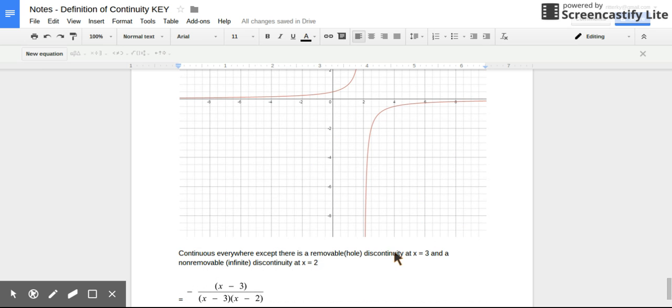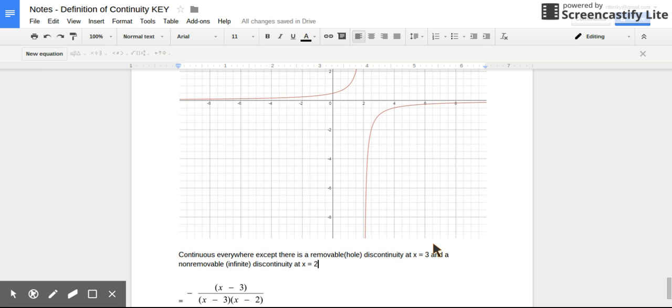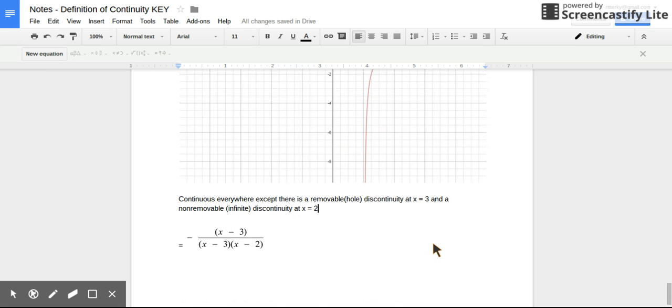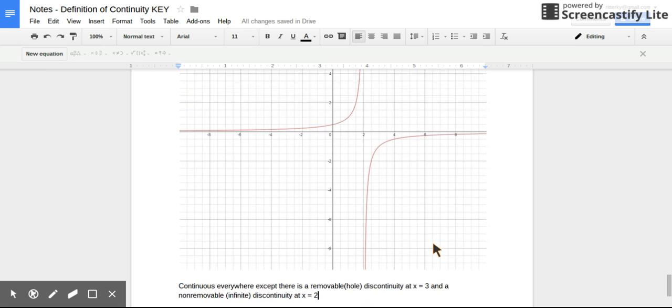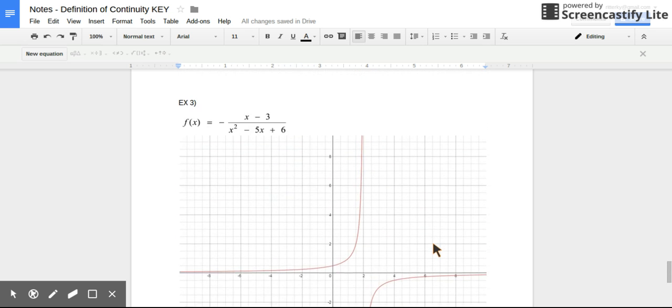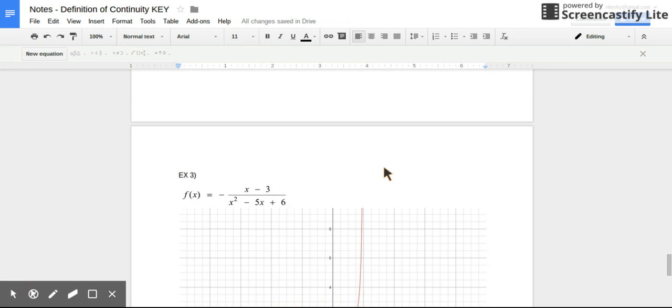The holes are not always going to be described in a graph. You're going to have to look on a data table to see that that value is undefined. So good luck describing continuity and describing any points at which discontinuities happen and describing the type of discontinuity.